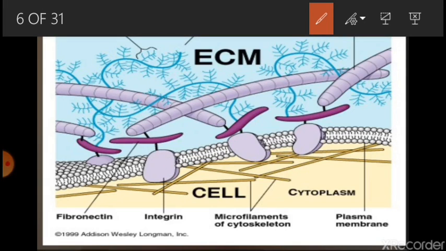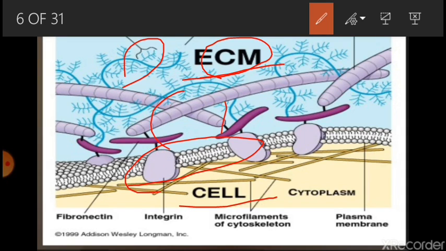As we have discussed, this is the cell, this is the extracellular matrix. Cell comprises integrin. Extracellular matrix comprises collagen fibers, elastin fibers. So these two make up a connective tissue.